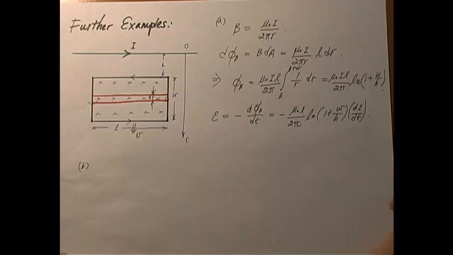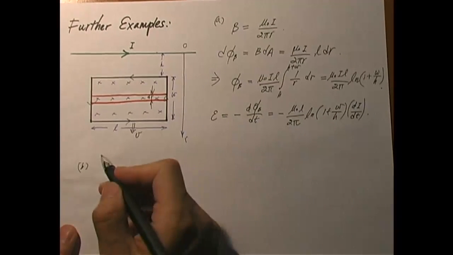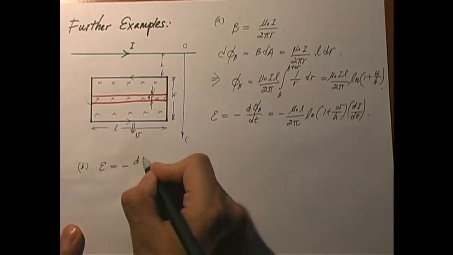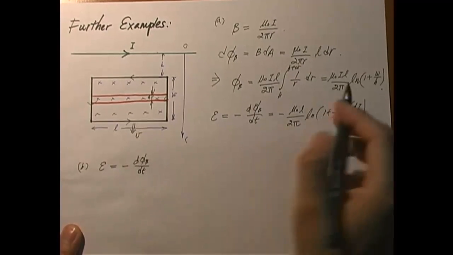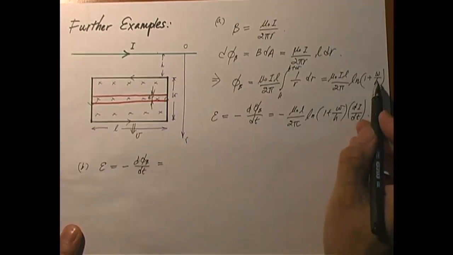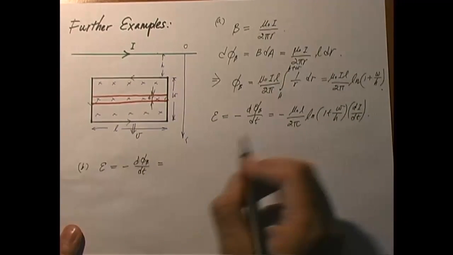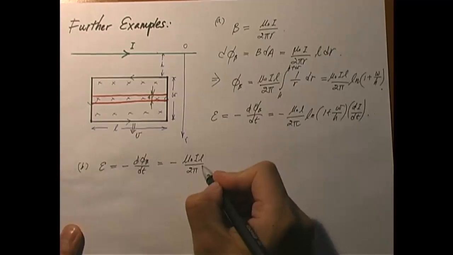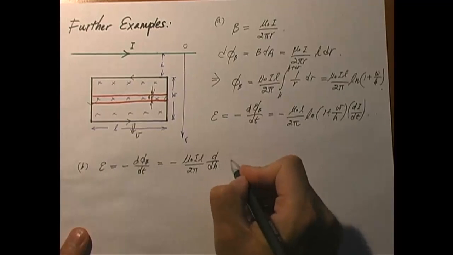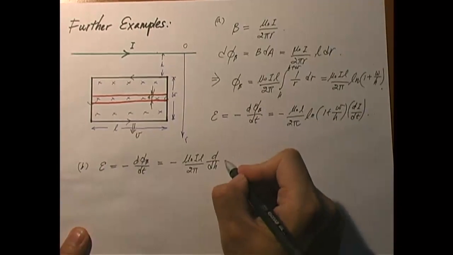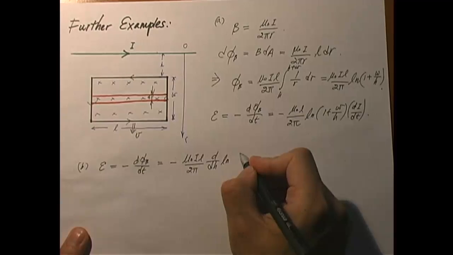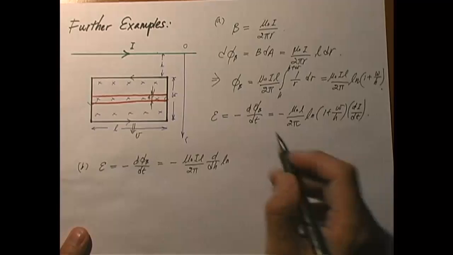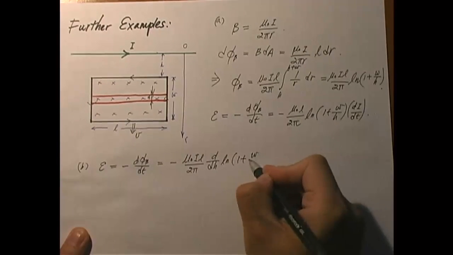Okay, so let's see how we can calculate this. I have epsilon in this case equals negative d phi b dt. That's always true, of course. But when I do the derivative, I have to be careful this time because I'm taking the derivative with respect to h. Nothing else changes. Okay, I'm going to copy these constants: mu naught IL over 2 pi, times d/dh of this function, which is the natural log of 1 plus w over h.